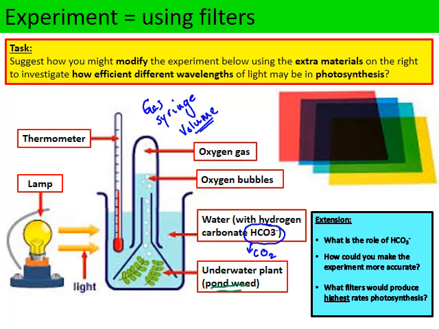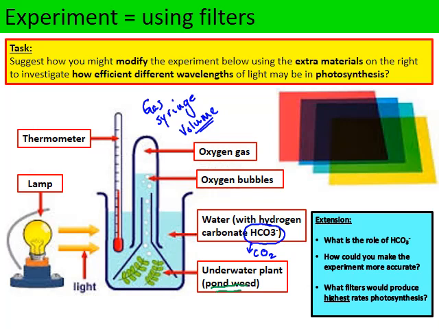Now, what else could we keep the same in this experiment? In any experiment, you only change one factor. And this factor that's being changed, i.e. the independent variable, is the wavelength of light being shone onto the underwater pondweed or kabomba. Everything else is kept the same. So the type of plant will be kept the same.